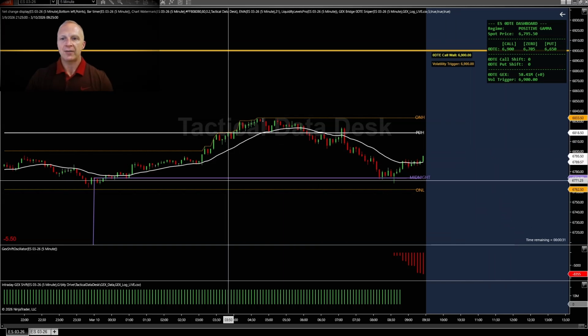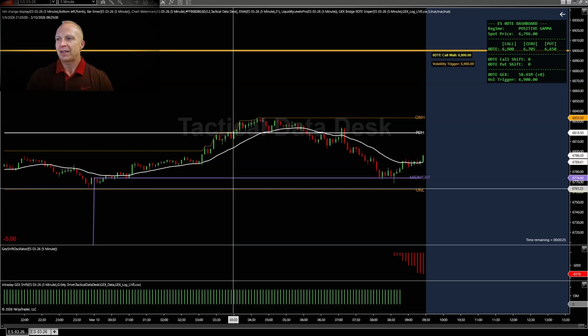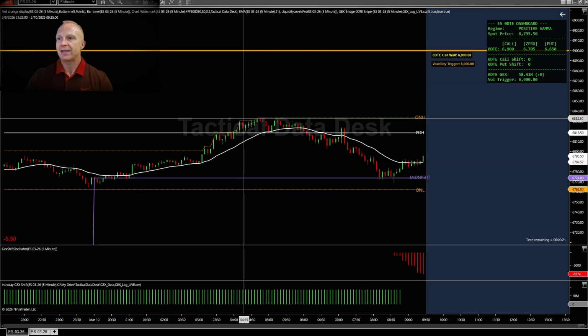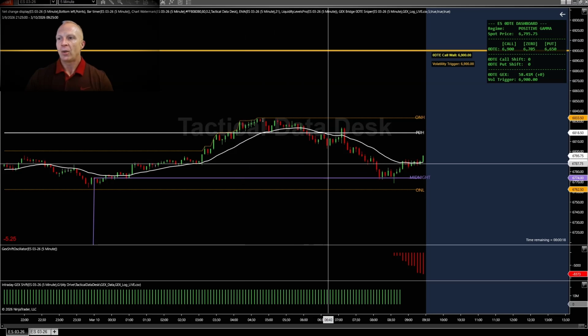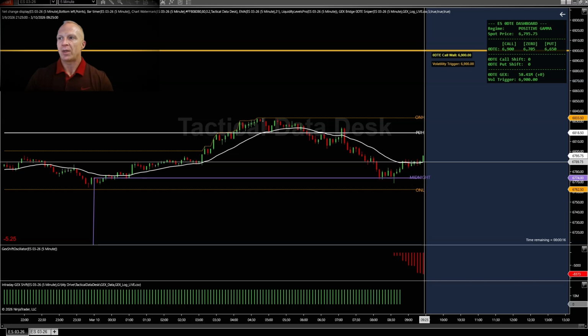You can look at the ES futures. Midnight open was at 6771. Overnight low says it was at 6763, not sure how accurate that was. Overnight high is at 6832. We are hovering just above the 21 EMA.